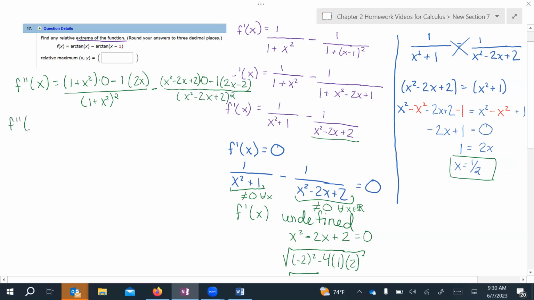So f double prime of x, if I simplify, we have a negative 2x over 1 plus x squared squared. And then we have a plus, that negative times that negative, we get a plus 2x minus 2 in the numerator, and then we have that x squared minus 2x plus 2 squared.